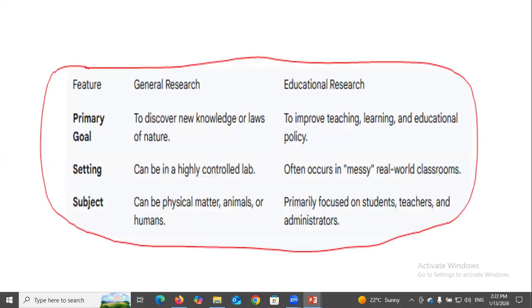Primary goal: the general research is to discover new methods, new knowledge, or laws of nature. Educational research aims to improve teaching, learning, and educational policy. Setting can be in a highly controlled lab. Educational research often occurs in real-world classrooms. Subject can be physical matter, animals, or humans. In the case of educational research, the primary focus is on students, teachers, and administrators.